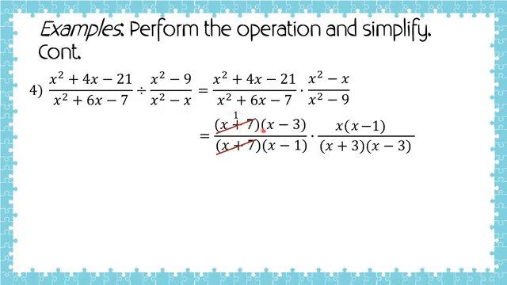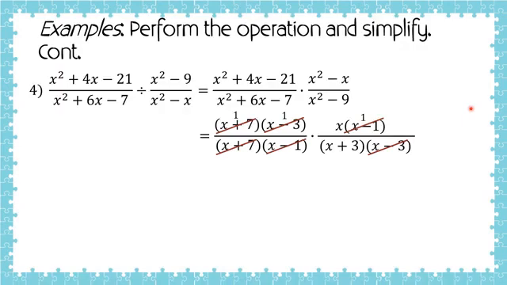And also you have what? You have x minus 3 and also x minus 3 here. So x minus 3 divided by x minus 3 is equal to 1. And also you have x minus 1 in the numerator and x minus 1 in the denominator. So x minus 1 divided by x minus 1 is equal to 1. Can you see any other common factor?